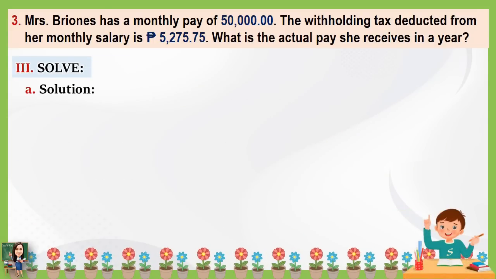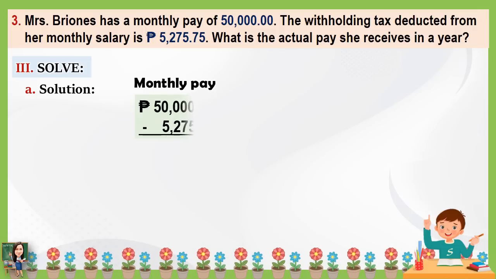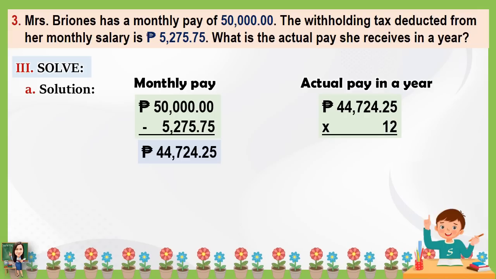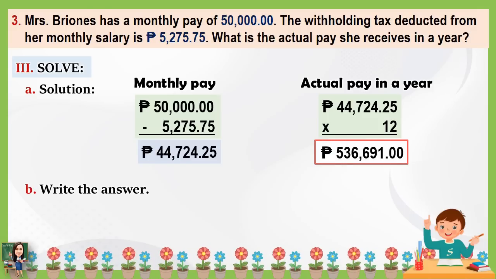Now solve. Solution. Monthly pay is 50,000 pesos minus 5,275 pesos and 75 centavos equals 44,724 pesos and 25 centavos. This is her monthly pay. The actual pay in a year is 44,724 pesos and 25 centavos multiplied by 12 months equals 536,691 pesos. Write the answer.